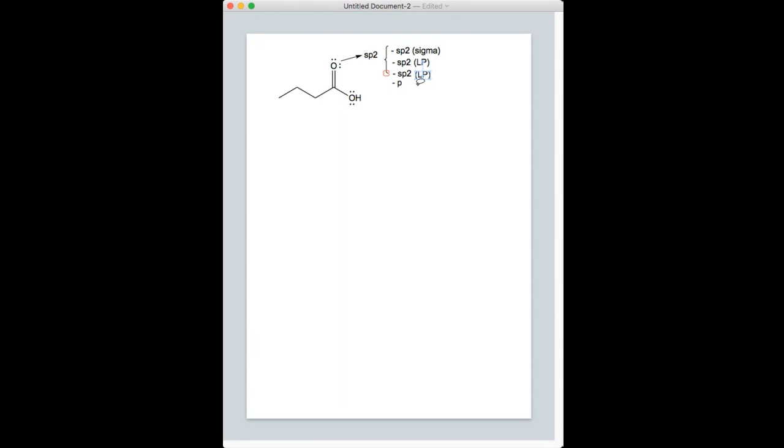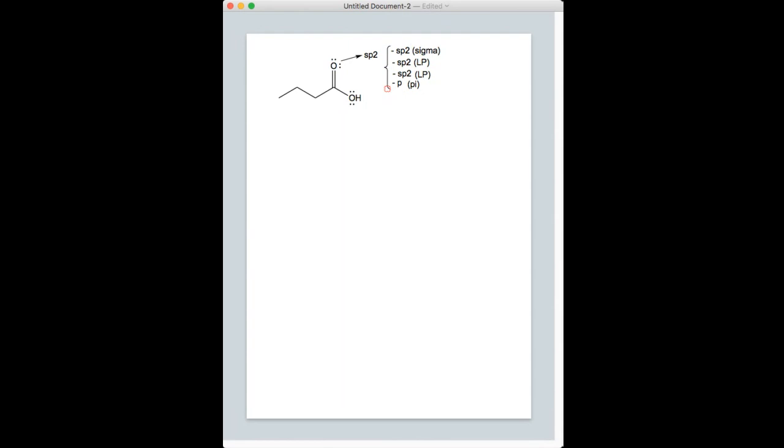And then the pure p orbital is used for what? For the pi bond. Okay, those are the orbitals around this sp2 hybridized oxygen.